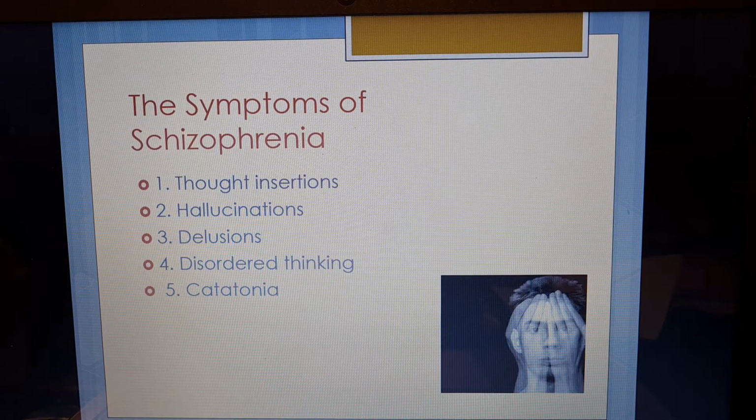So the main symptoms of schizophrenia break down into the following: thought insertion, hallucinations, delusions, disordered thinking, and catatonia. Catatonia is just an extra one we're going to talk about, but for your exams, definitely learn the first four.